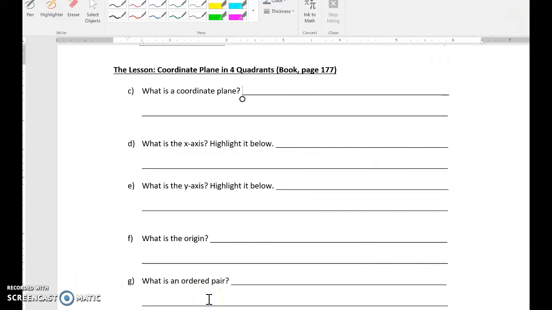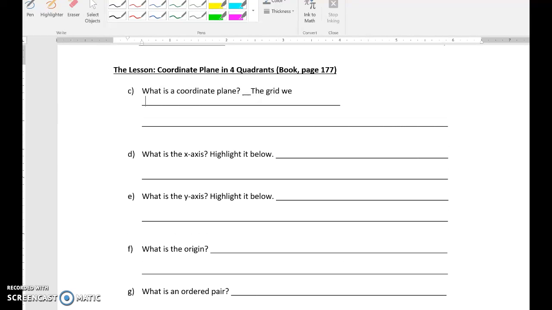What is the coordinate plane? This is not probably the best math word, but I would call it the grid we get when the x-axis and the y-axis intersect.